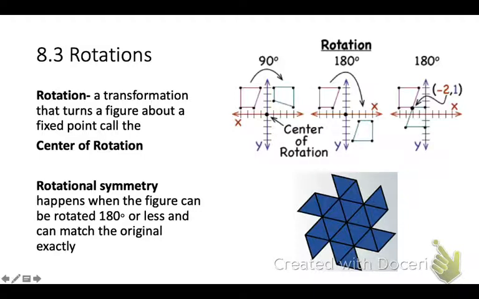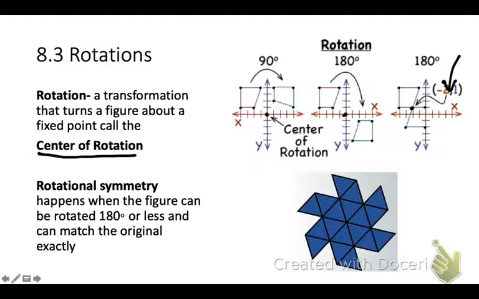So rotations. A rotation is a transformation that turns a figure about a fixed point called the center of rotation. If you look here in my drawings, you see the center of rotation is always at the origin for the first two pictures. On the third one, the center of rotation is at this point, -2, 1. We're going to go over those. So again, don't worry about it just yet. For now, just get the information down so that we can talk about it tomorrow during class.